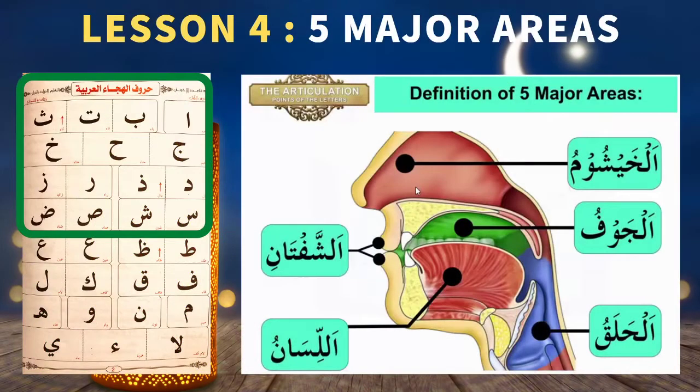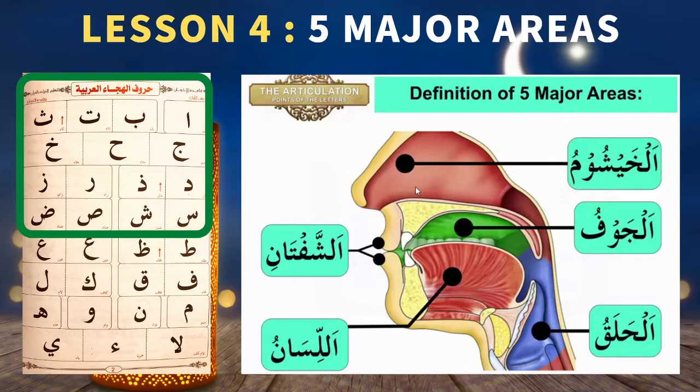There are some letters like the noon and the meme that use the nostril to produce some sound, and that sound is called ghunna. So I want you to repeat after me and say al-khayshum. Al-khayshum. Right here. Point to your nose. Say al-khayshum. Good job. Al-khayshumu.